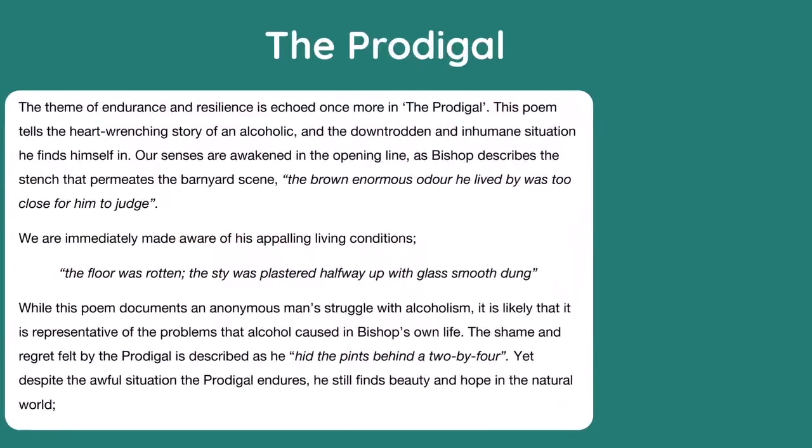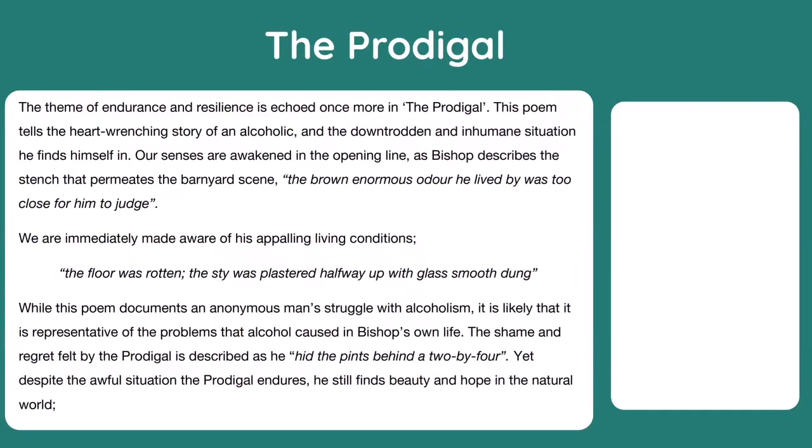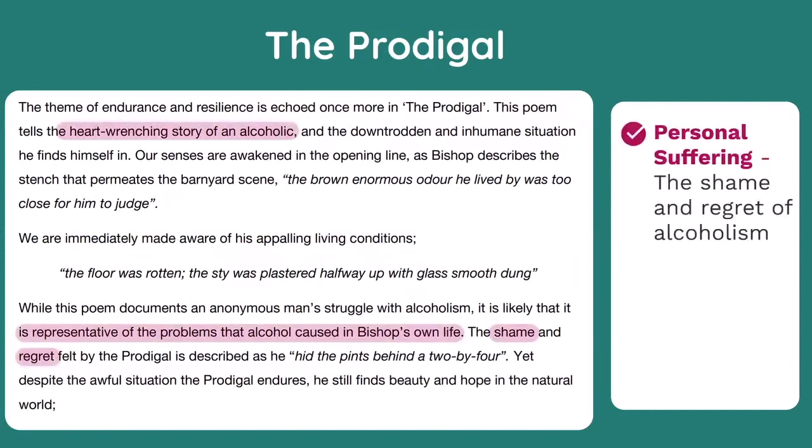Then we've got The Prodigal, a lovely poem as well, with some religious references, like to the prodigal son, the biblical references here as well. And again, we've got to see the personal suffering, so the shame and regret of alcoholism. So the subject of this poem is described in such a way that it's disgusting, and there's shame, and it's a heart-wrenching story of an alcoholic. It represents these problems, and obviously that's something that we know from studying Bishop that she herself struggled with. So again, using this as a subject is helping her to explore her own feelings of shame and regret.